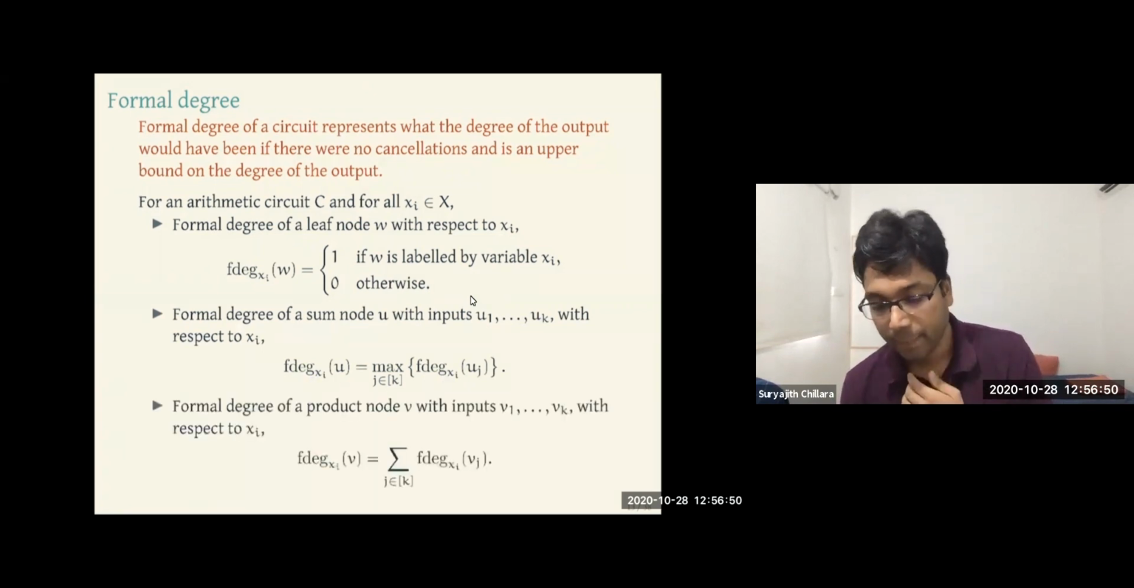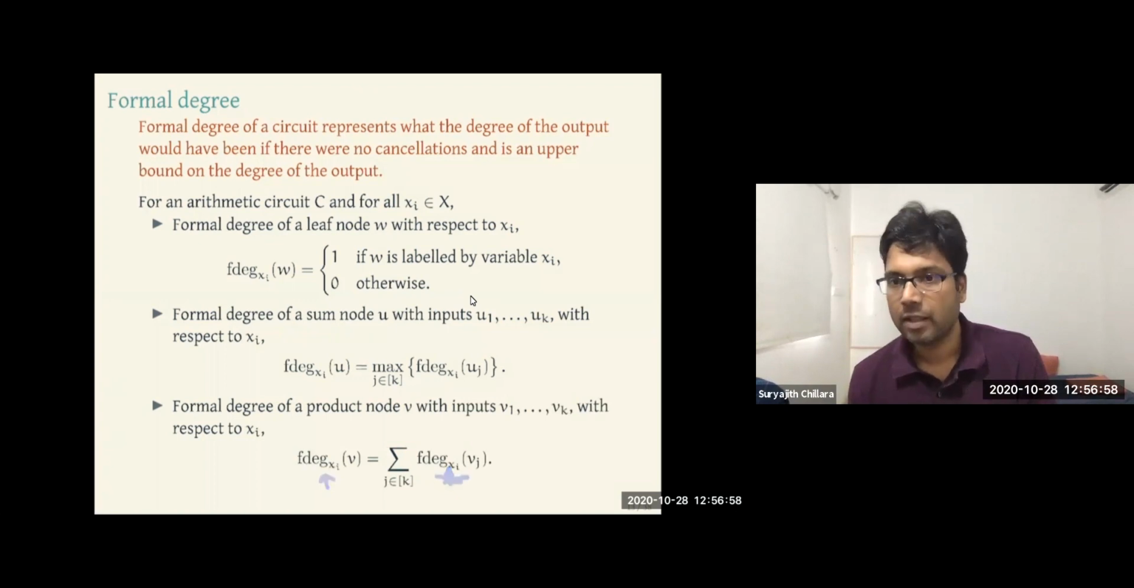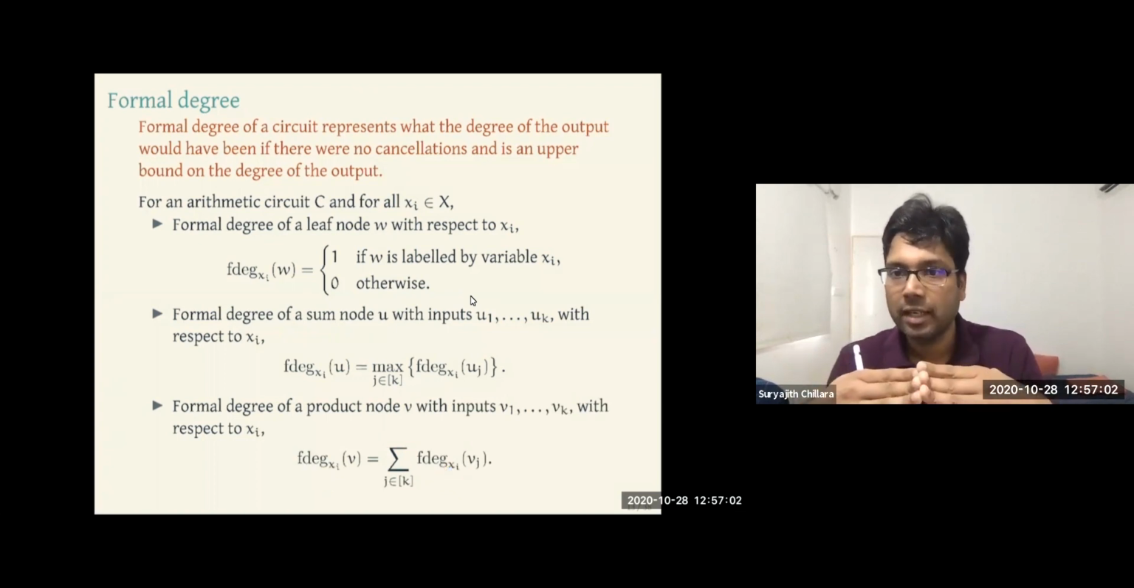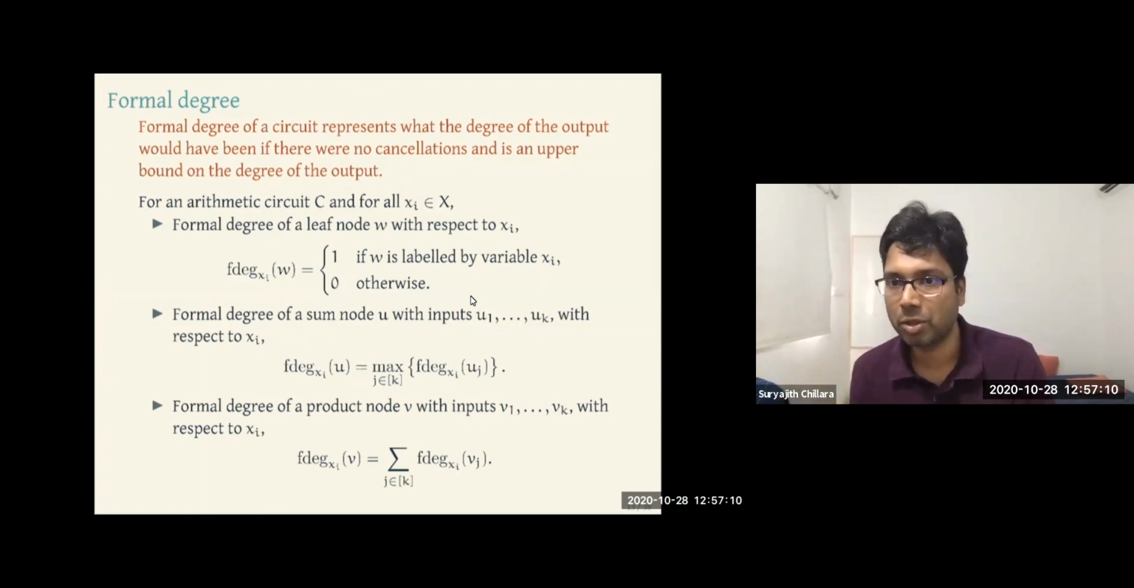Similarly, for a product, the formal degree of the product node is the summation of the formal degree of its children with respect to the same variable. So here, the formal degree increases from leaf to root, and this formal degree assumes there are no cancellations. So the degree keeps on increasing from leaf to root. This is a syntactic structure that we impose on our circuit.